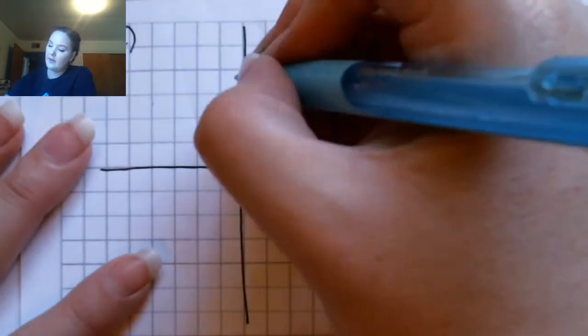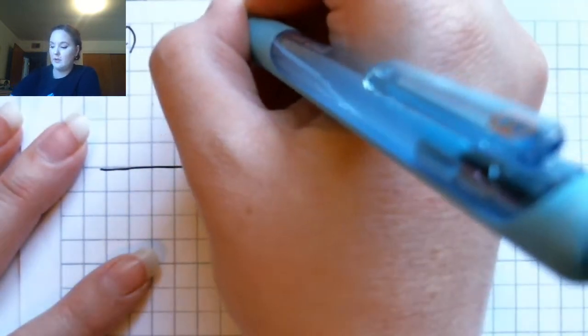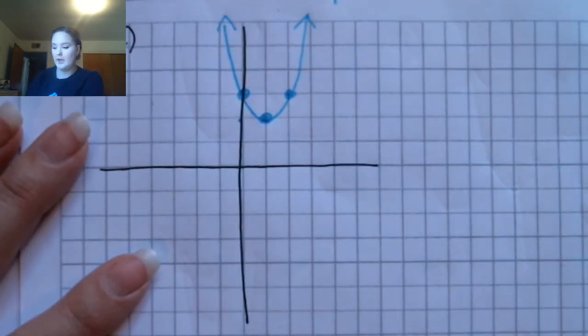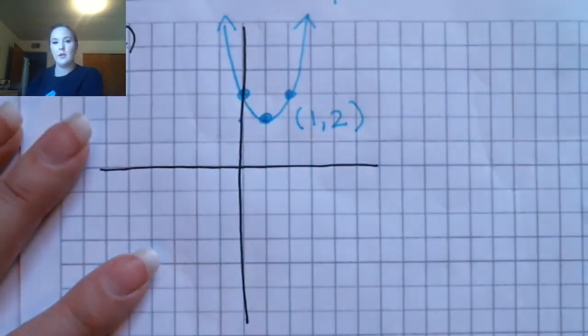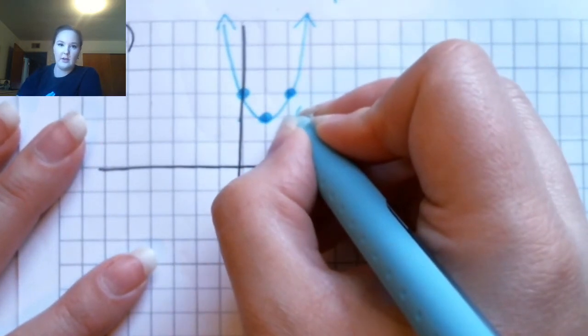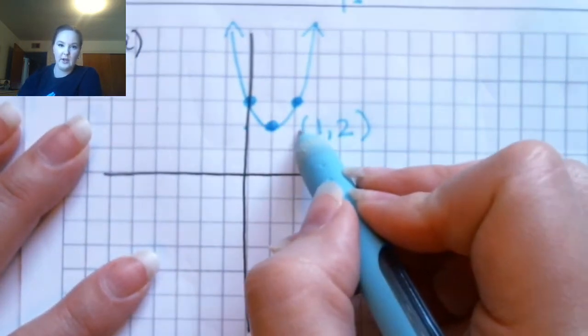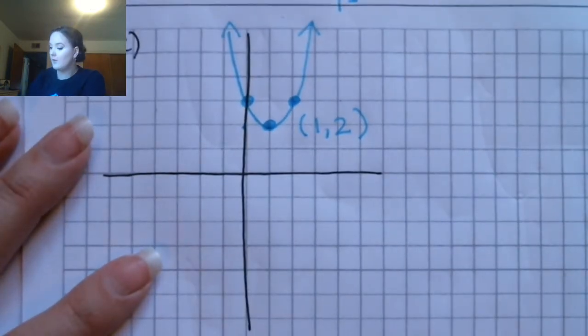And then I'm going to draw in my base graph shape, the parabola. So here's my vertex at 1, 2, and then my key points are both 1 unit away in either direction in x and up 1.